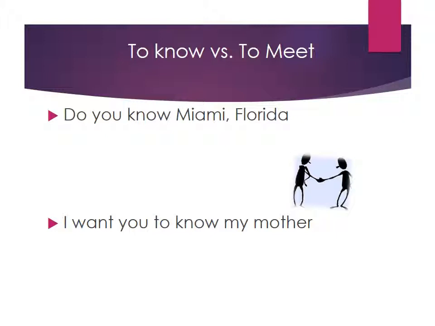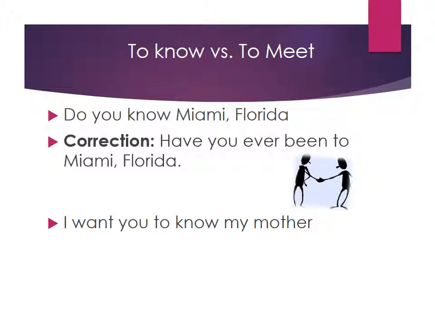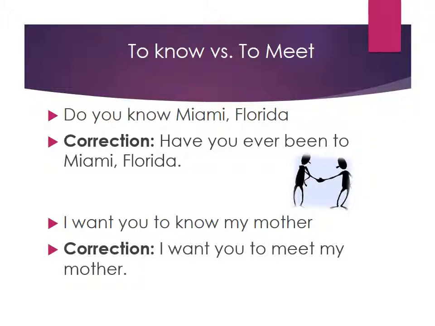To know versus to meet, okay? Do you know Miami, Florida? I want you to know my mother. Let's look at the first bullet point. Where do you see the error? If you said, "Have you been to Miami, Florida?" instead of "Do you know Miami, Florida?" then you are correct. Okay? Excellent. What about the second one? "I want you to know my mother." If you said, "I want you to meet my mother," then you are correct.